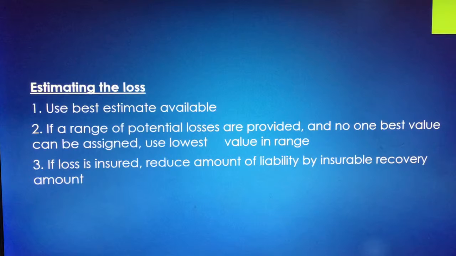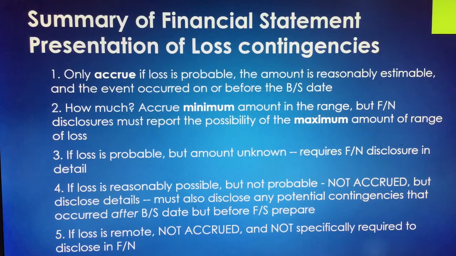In estimating the loss, the first go-to notion is to use the best estimate available if there is a single point estimate. If you don't have a single estimate, but there's a range of potential amounts that are estimable, and no one best value can be assigned, then we use the lowest value in the range, but by the way, we would disclose the high end of the range. If the loss is insured, we'll reduce the amount of the liability by the amount to be received from the insurance company. So here's a summary of financial statement presentation of loss contingencies.